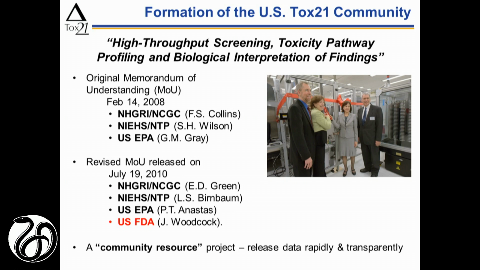The original memorandum of understanding between the federal agencies to start the screening was between NHGRI and NCGC, NTP and NIEHS, and the US EPA. And this was revised in 2010 to add the US FDA. And again, it's a community resource project where the data is rapidly released. All the data generated through Tox21 is released within 6 months of coming off the robot. You can go to PubChem and find it.